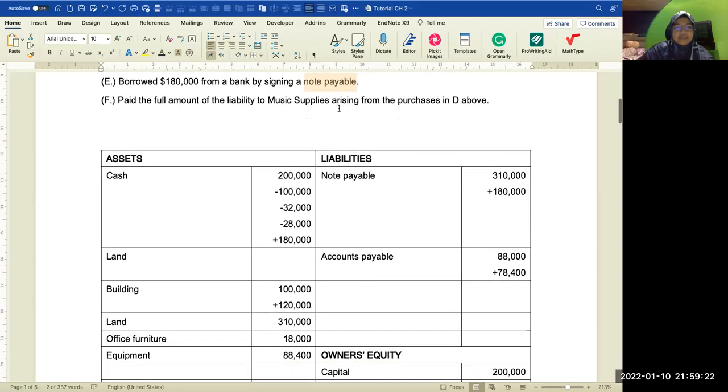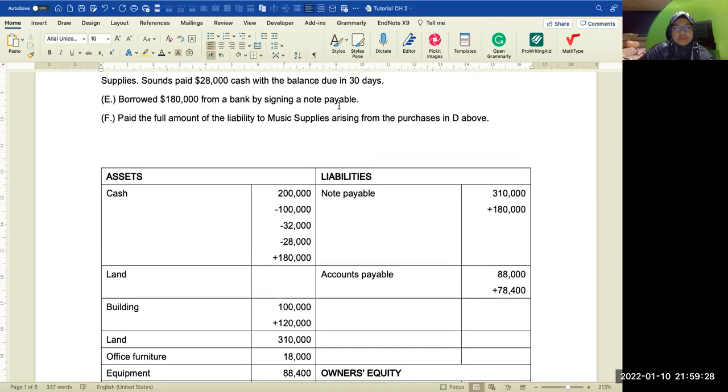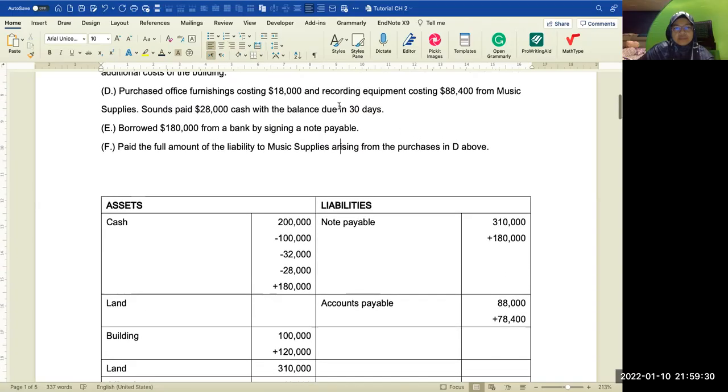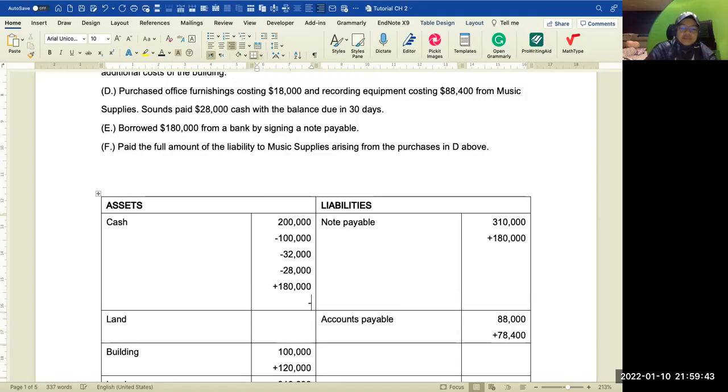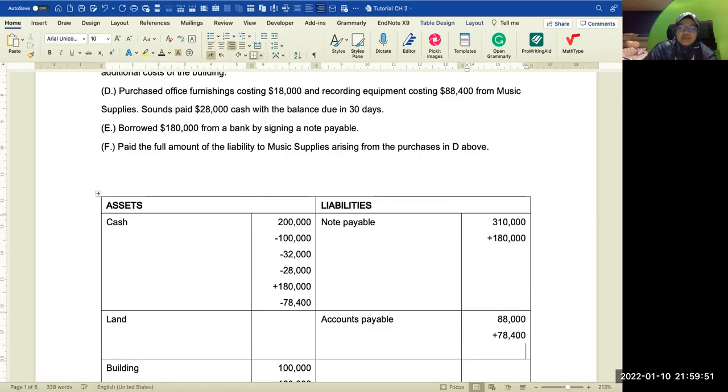Finally, Nurhani. Yes, doctor. If I understand correctly, the company pays for the liability to Music Supply arising from purchase D, which is the accounts payable of 78,400. So cash minus 78,400. Very good. And then accounts payable minus 78,400. Very good.